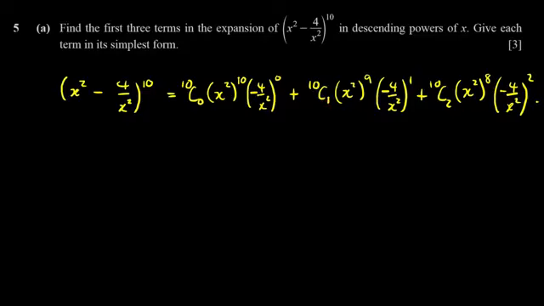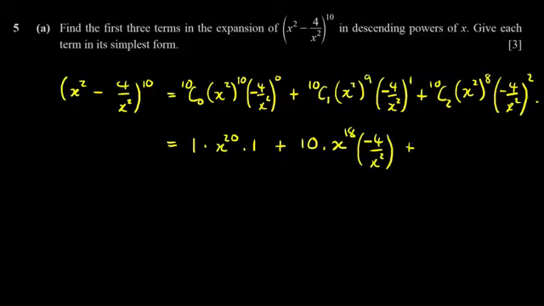So at this point, really, all it's about is simplifying our terms. So 10c0 is 1. X squared to the power of 10 is x to the power of 20. And anything to the power of 0 is 1. Next, if we've got 10c1, that's equal to 10. X squared to the power of 9, we multiply the powers. We use our indices rule. And if we've got negative 4 upon x squared to the power of 1, that's just negative 4 upon x squared. You need to use the brackets, otherwise you're not going to be right.